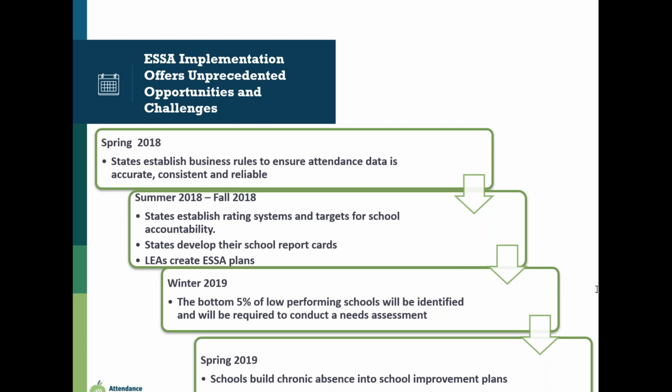And then in the fall, they're also going to be releasing report cards. So some have already started releasing information where schools will be able to go and look and say, oh, is my chronic absence rate a challenge or not? And by winter, the bottom 5% of those low-performing schools with high levels of chronic absence are going to have to figure out how to connect the needs assessment and how to incorporate that chronic absence plan for addressing it into their school improvement plans.